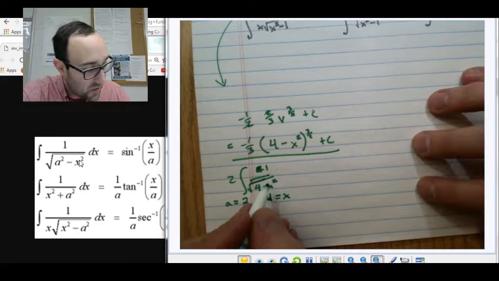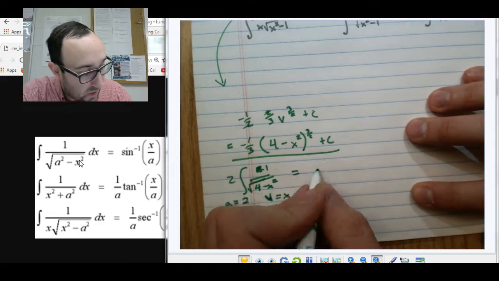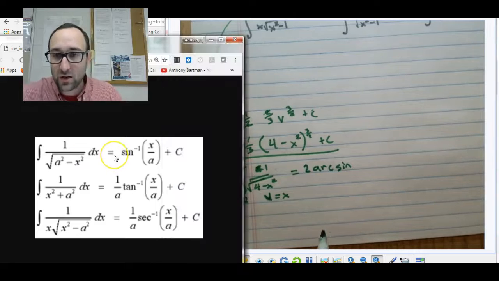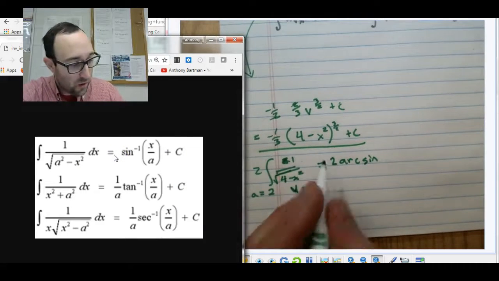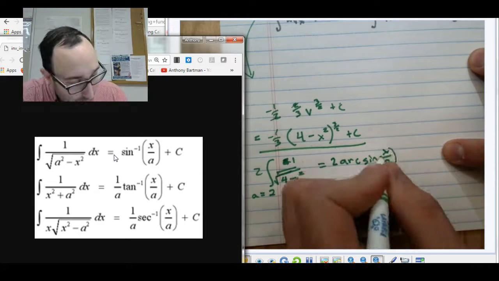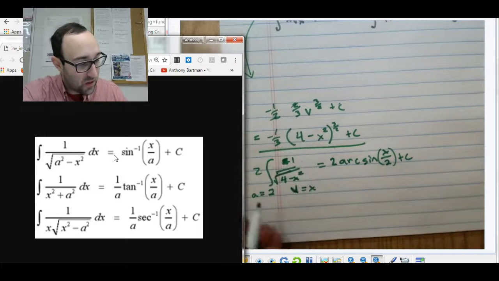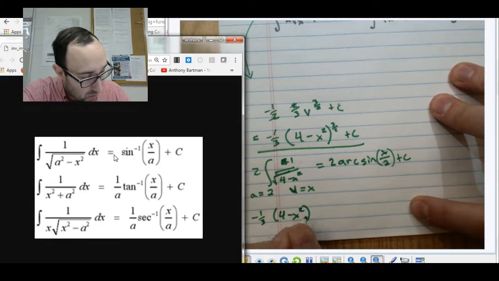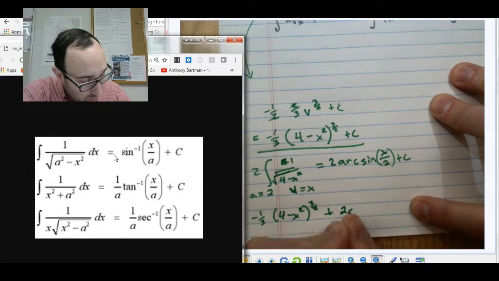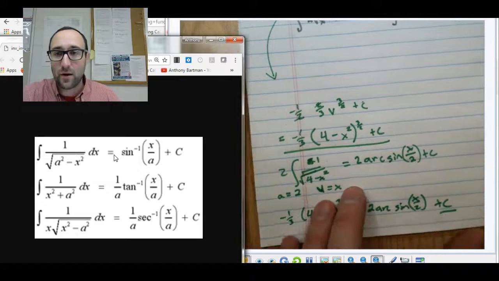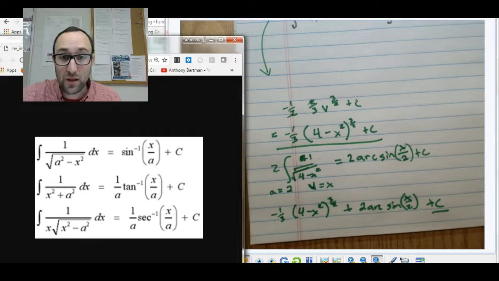So this whole thing is going to equal the arc sine. I'm going to put that 2 up in front: 2 arc sine of x over a, which in our case is 2, plus c. So I've got these two added together. I could have negative 1/3 times 4 minus x squared to the 3/2 plus 2 arc sine of x over 2, and then all plus c. I only have to write that plus c one time. So that helps out with this problem. Now let's go on to the next one.